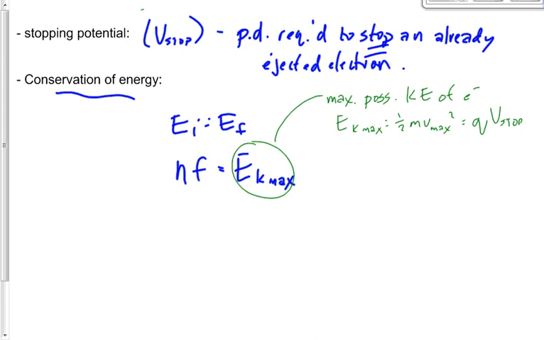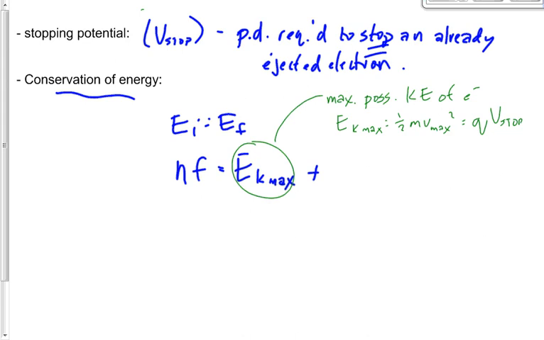So we're going to write the equation like this. HF is equal to EK max. But if we need to replace HF with HC over lambda, we will. If we need to replace EK max with 1/2 mv squared or QV, we will. But there's something else in here. Remember, we used up energy in the process. So the final energy isn't actually quite equal to the initial energy. The initial energy is equal to what we have left at the end plus whatever we used up in the process. Does that make sense?